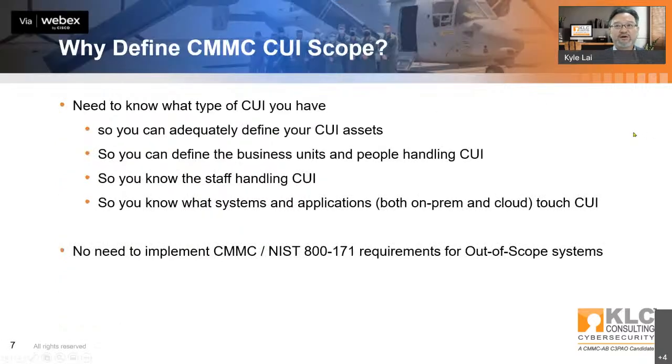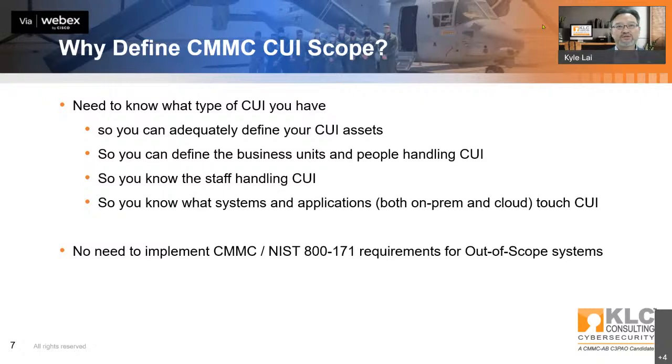So let's talk about the scoping. In terms of CUI scoping or CMMC scoping, DoD has created and distributed the CMMC scoping guide that was published around December 2021. So that's been available. But as you read through it, it might be a little bit confusing.